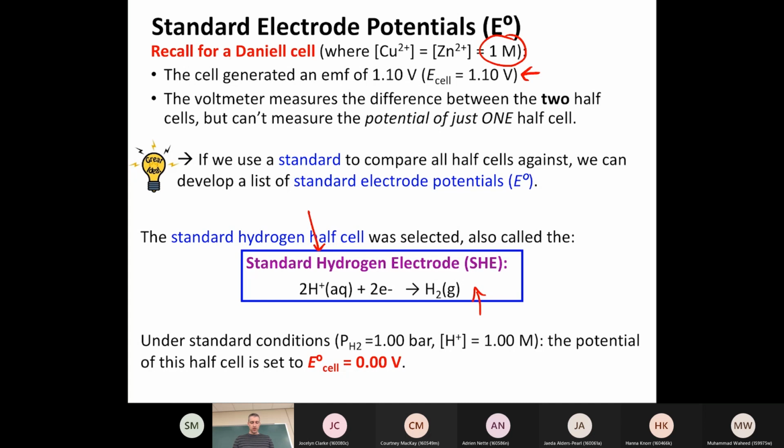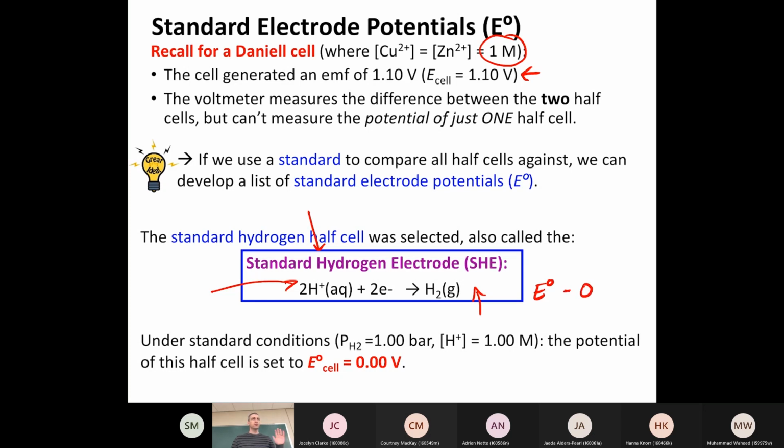We come up with these things, we call them standard electrode potentials. In fact, we usually call these standard reduction potentials. They're always written as reductions. And this would be the half reaction for the hydrogen electrode. It's written as a reduction. It's written as if electrons are being gained by the species. And we would say that it's assigned a value of E0 equals 0.